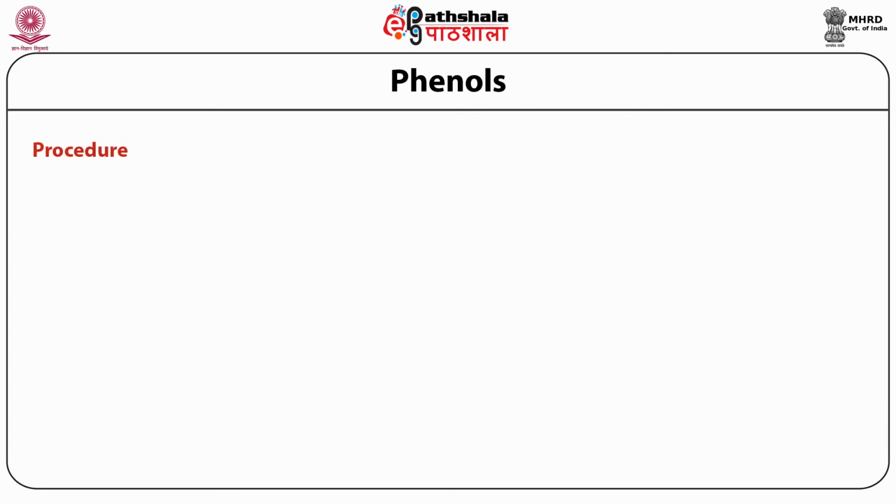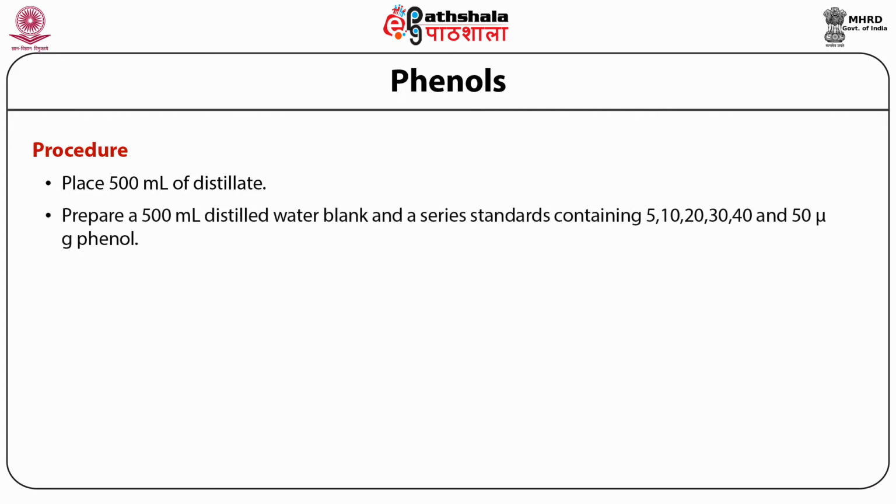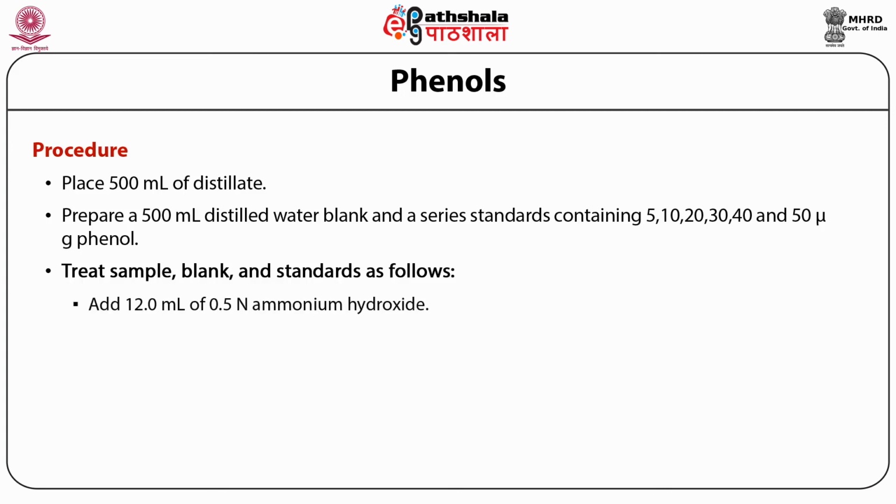Now we come to the procedure. For the phenol determination, first of all we place 500 ml of the distillate in a tube or container, then prepare a 500 ml distilled water blank and a series of standards containing 5, 10, 20, 30, 40 and 50 micrograms of phenol. Treat the sample, blank and standards as follows. Add 12 ml of 0.5 normal ammonium hydroxide to each of the blank, standards and sample. Then adjust the pH to 7.9 plus or minus 0.1.